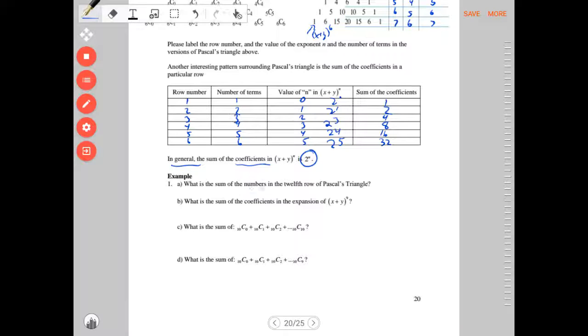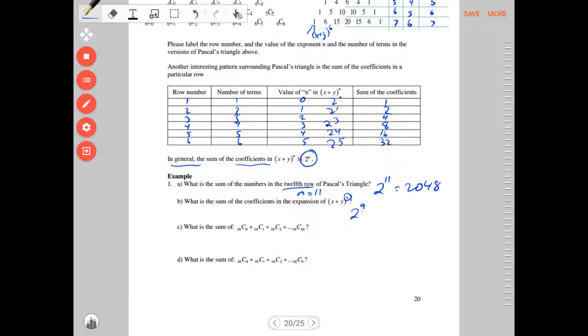So what is the sum of the numbers in the 12th row of Pascal's triangle? Okay, well, the 12th row, remember the rows are always one ahead of the exponent. So that means that the exponent, n, is 11. So the sum of the coefficients would be 2 to the 11. Okay, and that works out to 2,048.